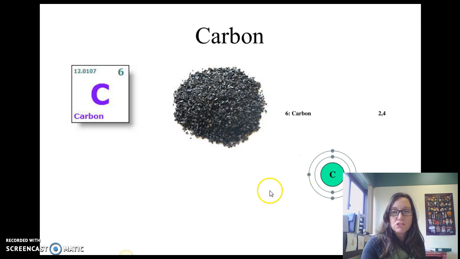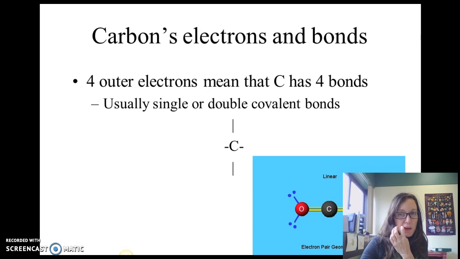And here's a Bohr model showing the electron arrangement for a carbon atom. From that Bohr model, you can see that carbon has 6 electrons, 2 are in the inner shell, and the remaining 4 are in the next shell. And those 4 valence or outer shell electrons tell us that carbon will form 4 bonds. Okay? These are usually single or double covalent bonds.